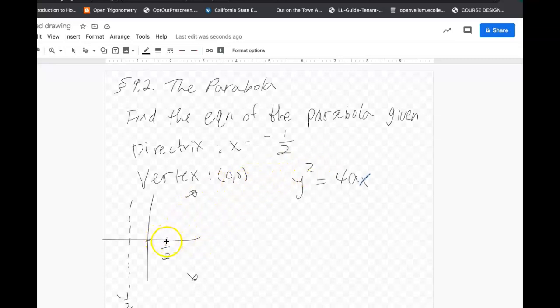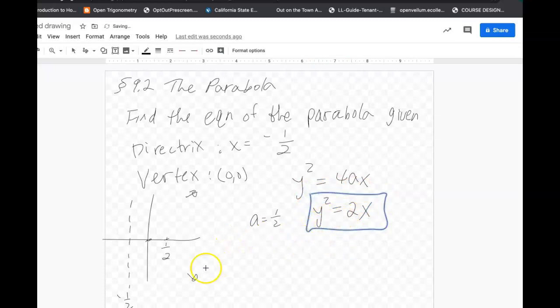And so if the focus is at (1/2, 0), that means that the value for a is 1/2. So we know a is going to equal 1/2, giving us the equation y squared equals 2x, because I plugged in 1/2 for a there. And so this is the equation.